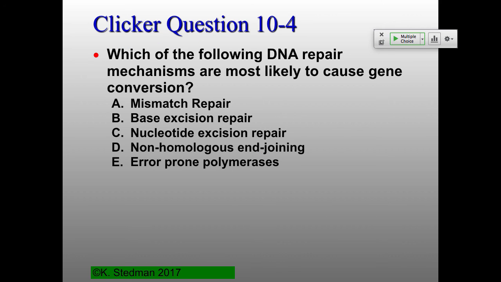So let's finish up, just like everyone wants to, with a clicker question. Which of the following DNA repair mechanisms are most likely to cause gene conversion? Mismatch repair, base excision repair, nucleotide excision repair, non-homologous end joining, or error-prone polymerases?